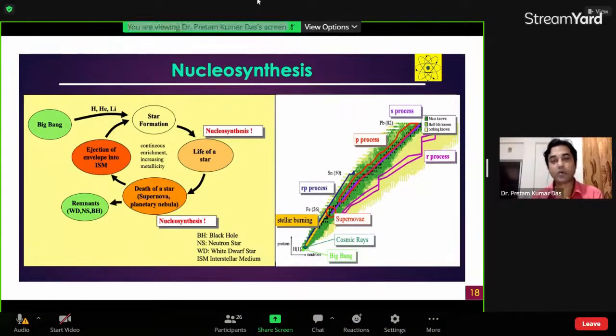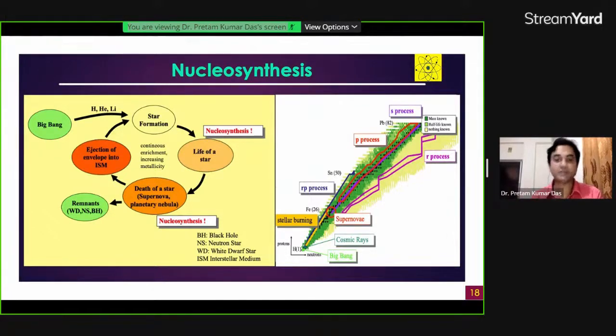why the heavier elements can't be produced by the burning process. So this is iron-56. The elements heavier than iron are produced after the supernova, and there are a lot of processes: rp process, p process, r process, s process. This is proton capture, this is rapid neutron capture, and this is slow neutron capture.